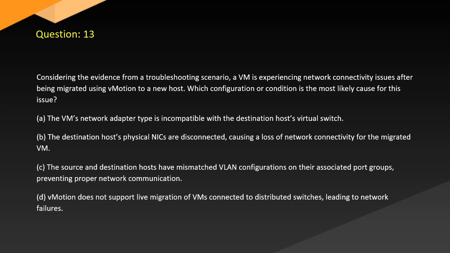A. The VM's network adapter type is incompatible with the destination host's virtual switch. B. The destination host's physical NICs are disconnected, causing loss of network connectivity for the migrated VM. C. The source and destination hosts have mismatched VLAN configurations on their associated port groups, preventing proper network communication. D. vMotion does not support live migration of VMs connected to distributed switches, leading to network failures.